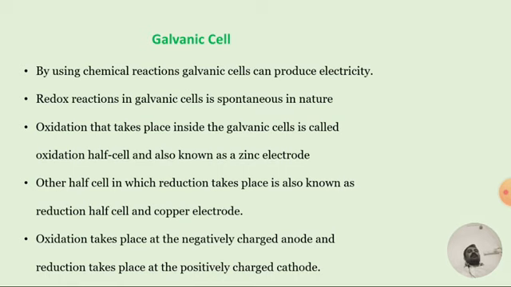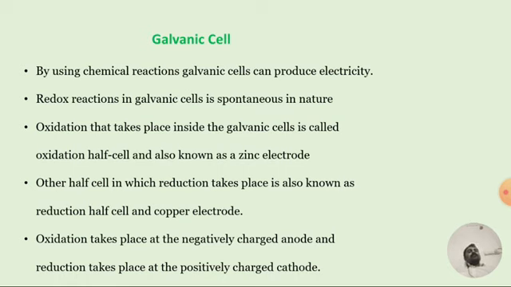The oxidation that takes place inside a galvanic cell is called the oxidation half cell, also known as the zinc electrode. For example, in zinc, oxidation will happen. Zinc will donate electrons to the reducing metal. That cell where oxidation takes place is called the oxidation half cell. So one part of the reaction happens in the zinc: zinc donates electrons, so it gets oxidized.